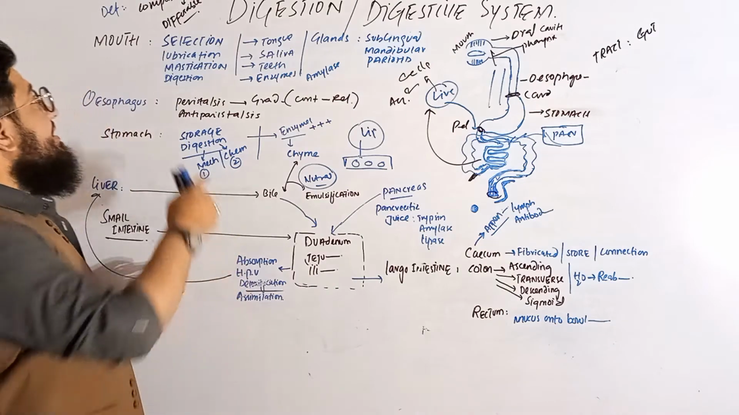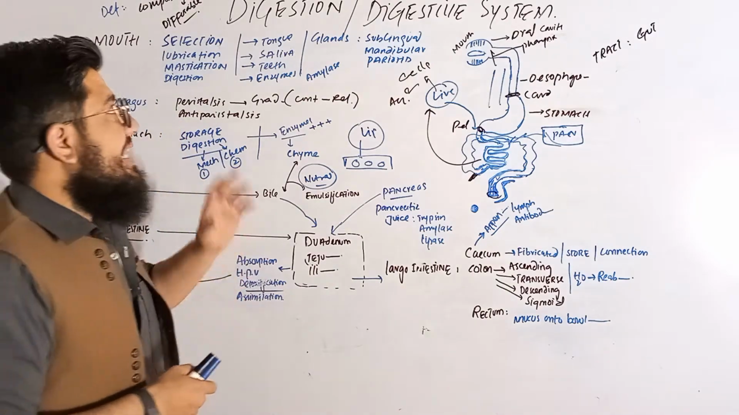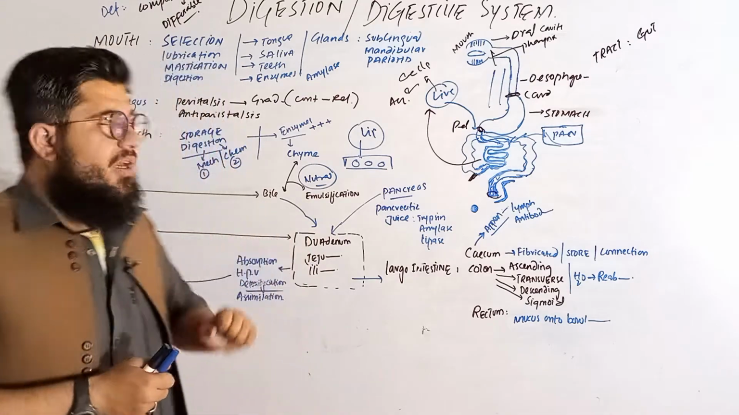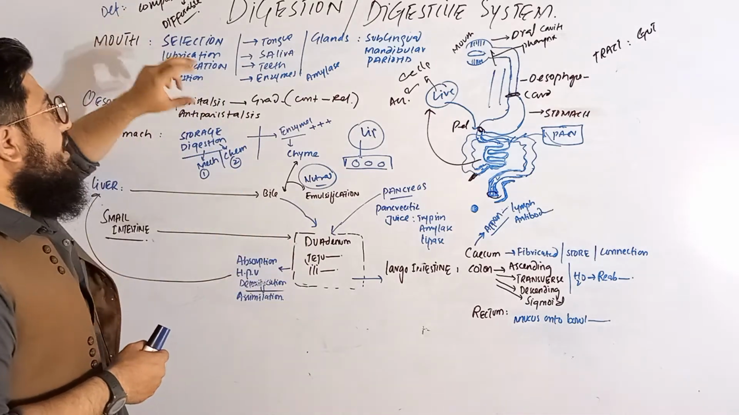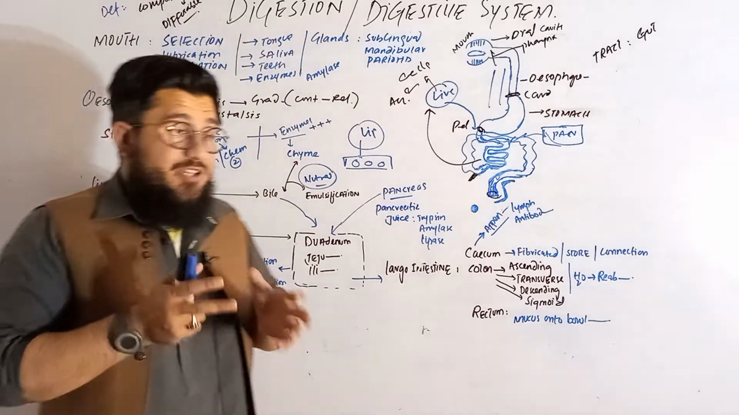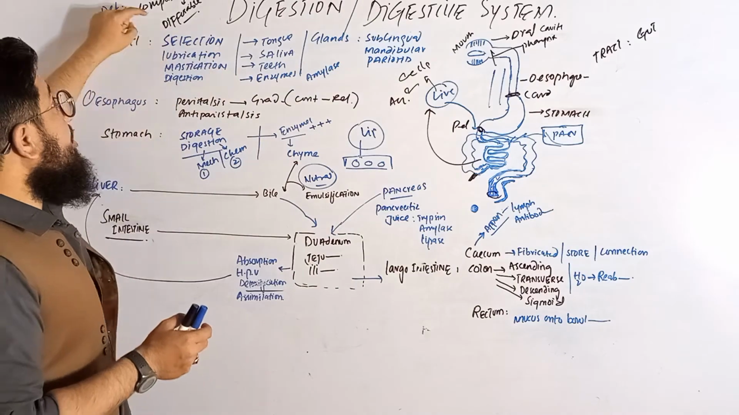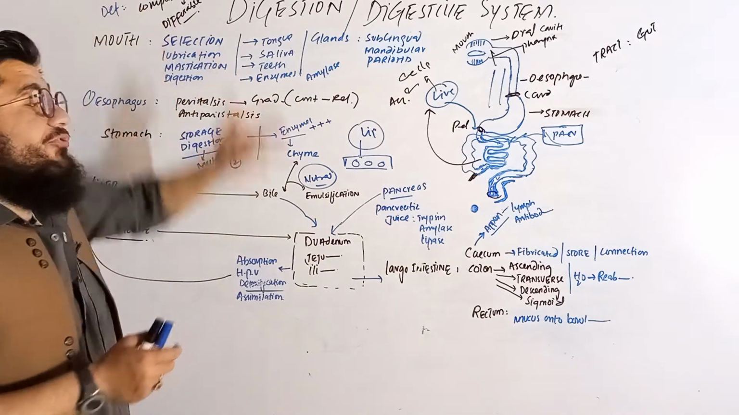Okay, so now let's get started from the very first point, that is the definition of digestion. Remember these two important words: complex and diffusible. Now what is digestion? Simple. It is the process. Digestion is the process of conversion of complex food into diffusible food.